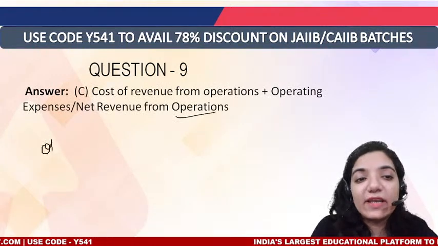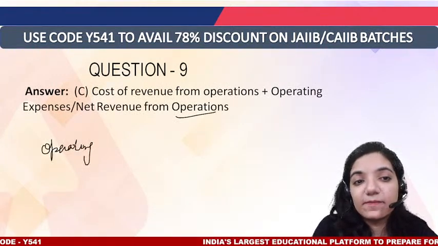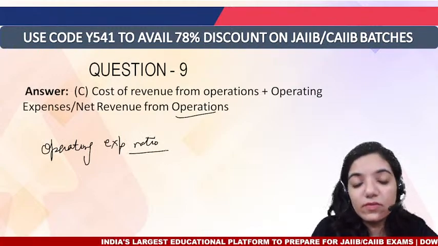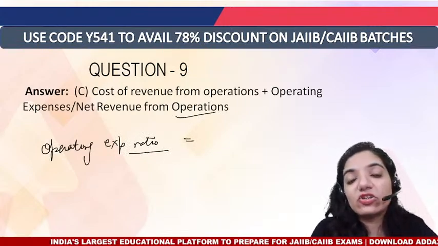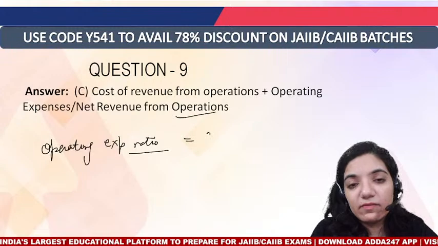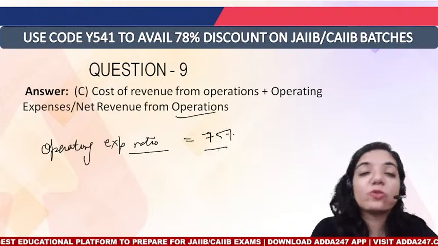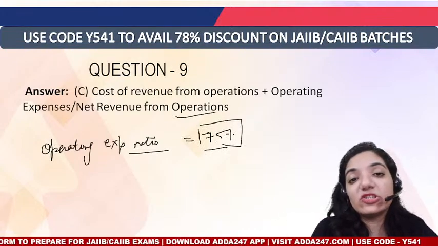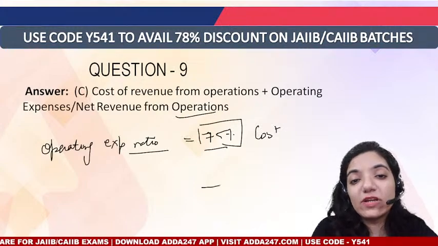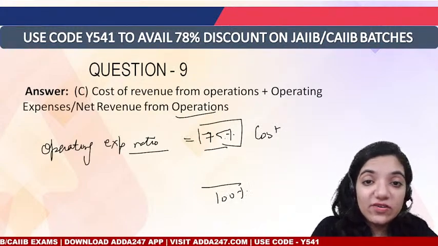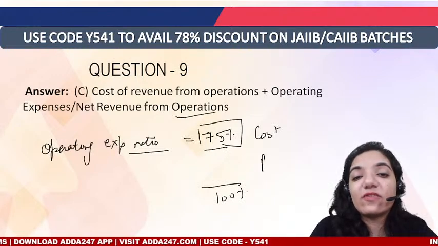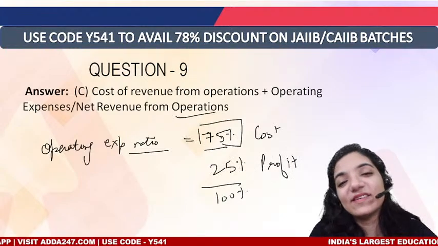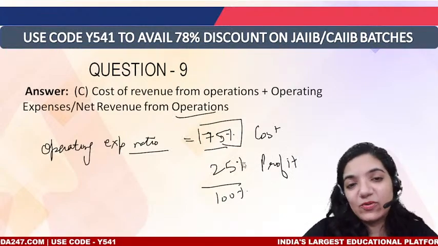It's also called the operating expense ratio. If your operating ratio is say 75%, so what would be your profit? If the portion of 75% is covered with cost and the total is 100, because the percentage is always 100, what would be the percentage of profit? It would be the difference between the two, that is 25%, right? That's question number 9 for you.